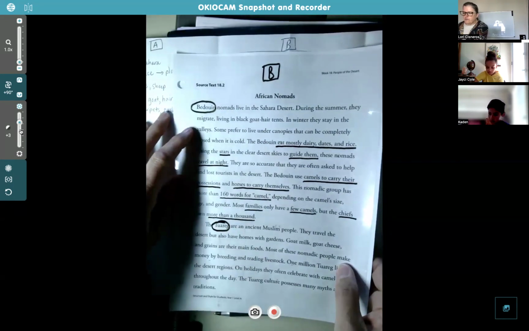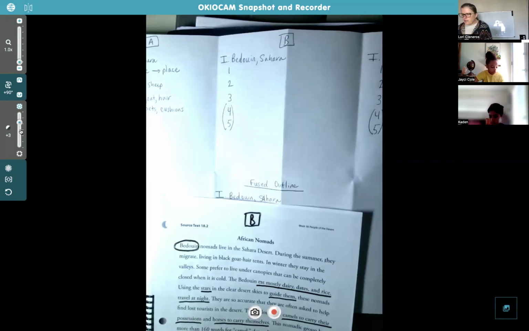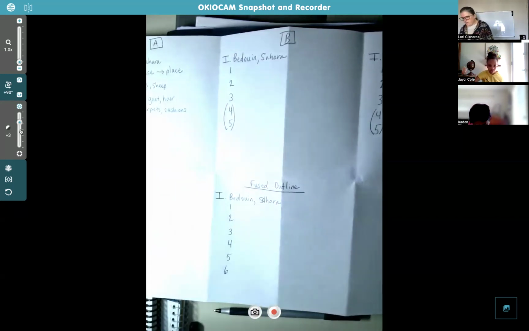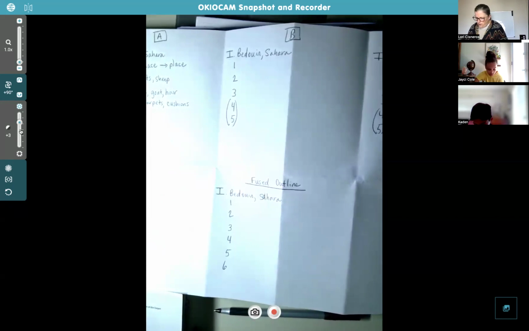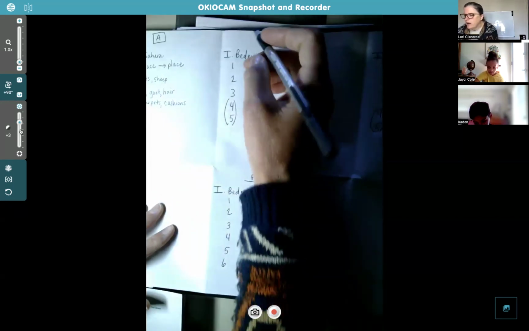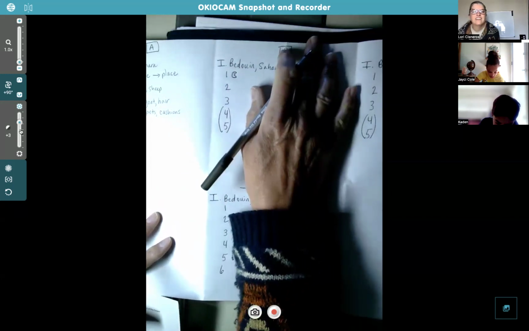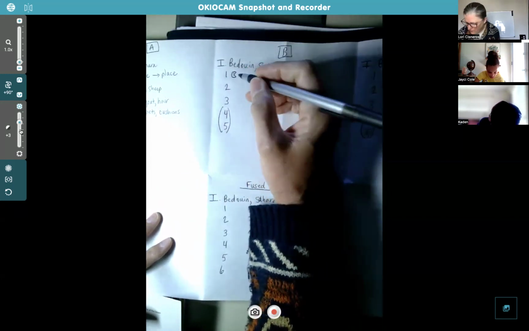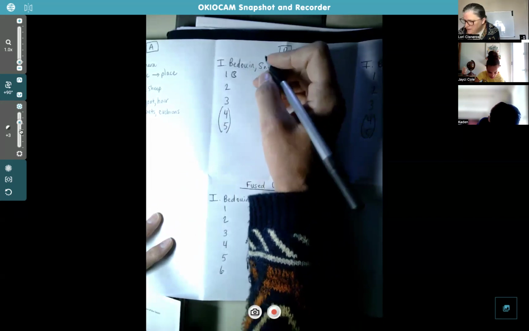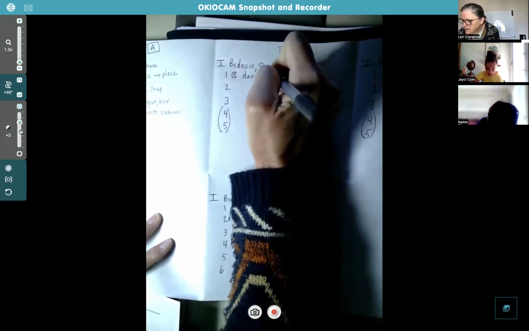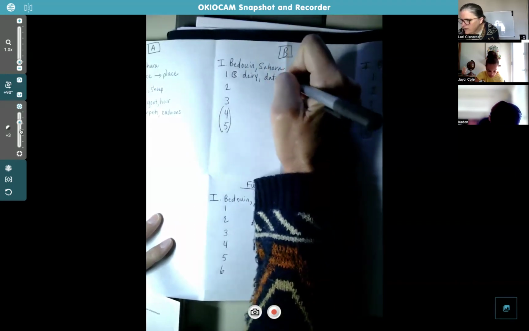So now we have this information. We're going to start transferring it to our outline here. Okay. The first thing we actually underlined was about what they eat. So I'm going to draw a little Pac-Man guy here for eat, like a half a circle, and then you put like a mouth in there. Dairy, dates, rice.